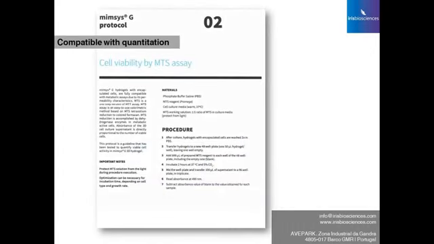For this, we also prepared a protocol, and with this we might state that mimsys is compatible not only with microscopy to have qualitative data, but also with quantitation. So you can actually quantify some of your outputs of the cells with mimsys.